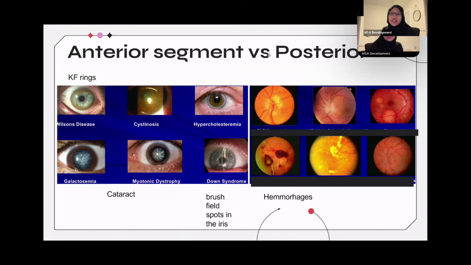What about the posterior side, the retina? You see here inflammation, right?